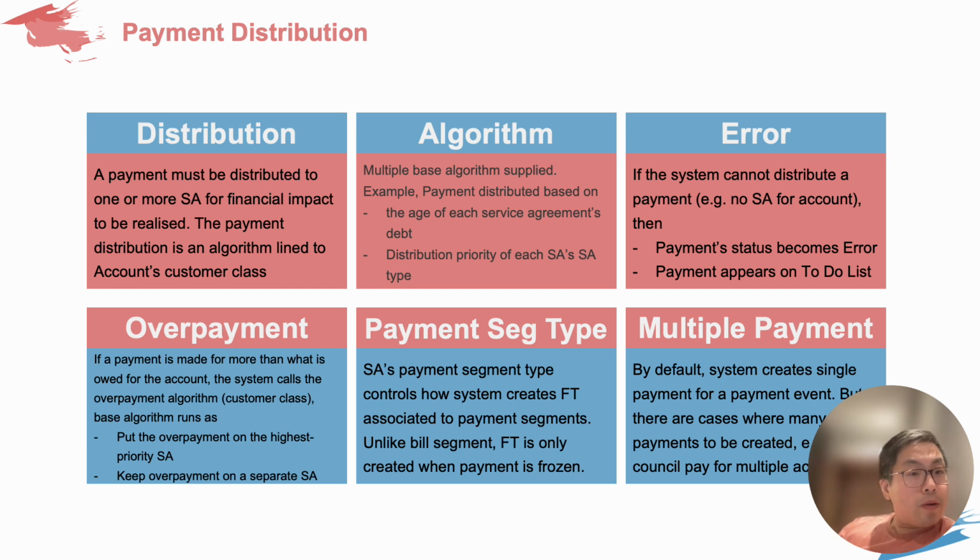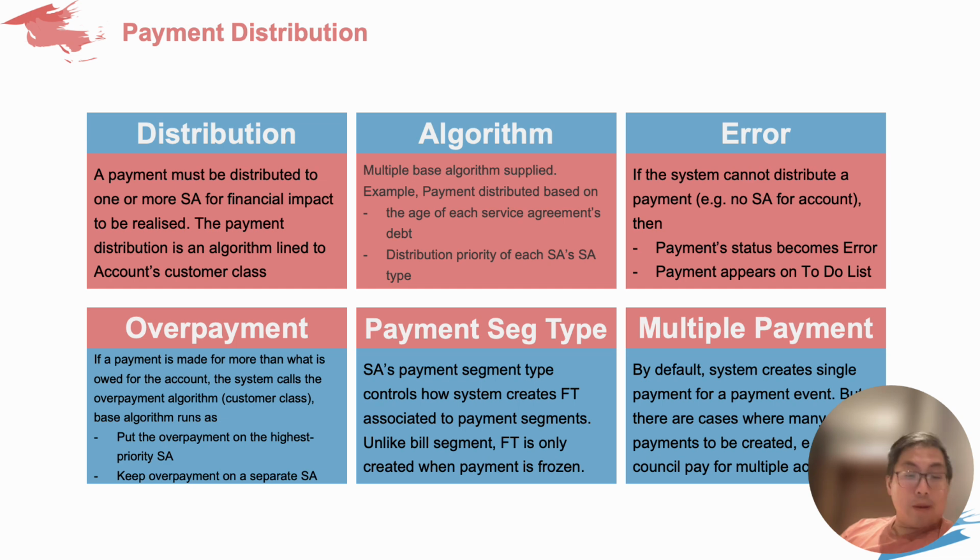Okay, so let's go through these boxes. So first of all, a payment must be distributed to one or more SAs for financial impact to be realized. The payment distribution is an algorithm linked to the account customer class. So in the customer class, I think there are various plugins for payments, but for this particular one, we're talking about distribution. There are two base algorithms provided.